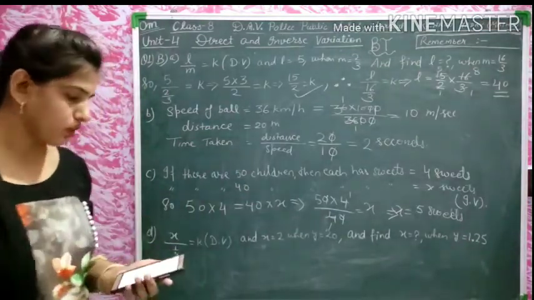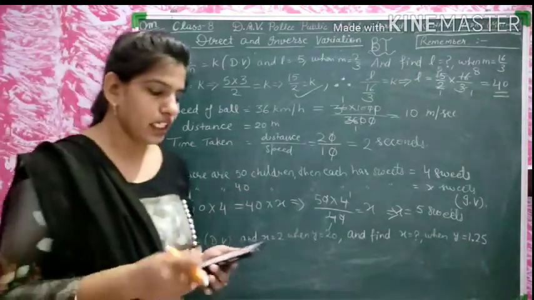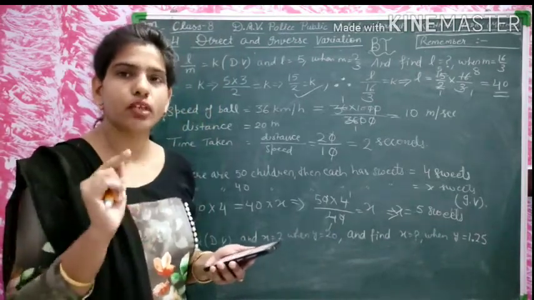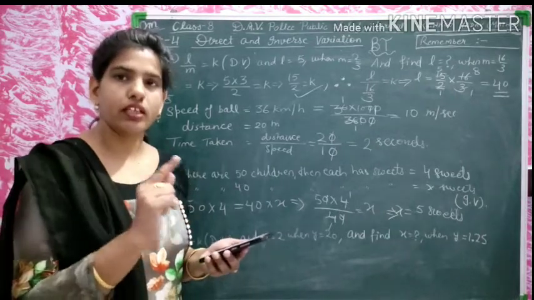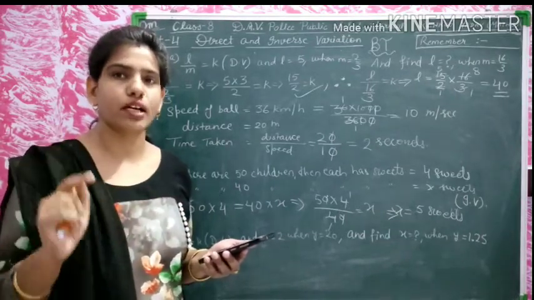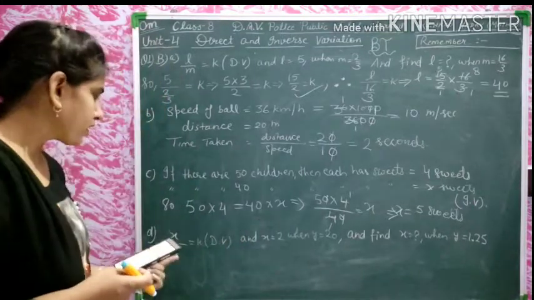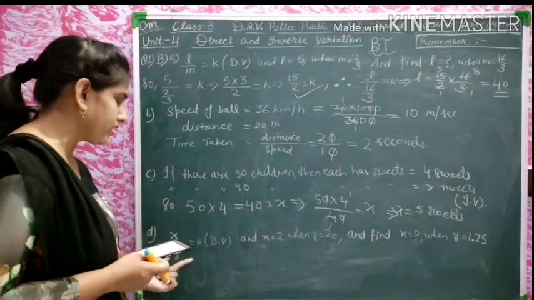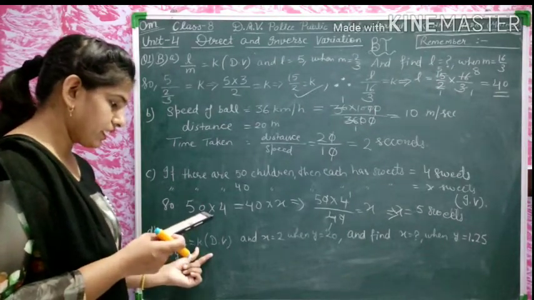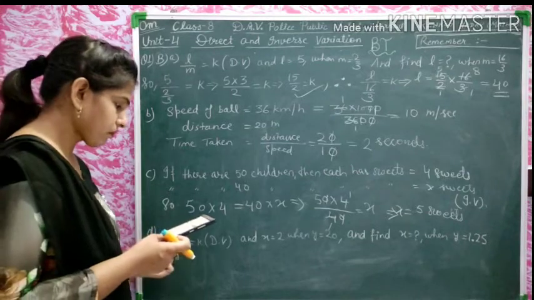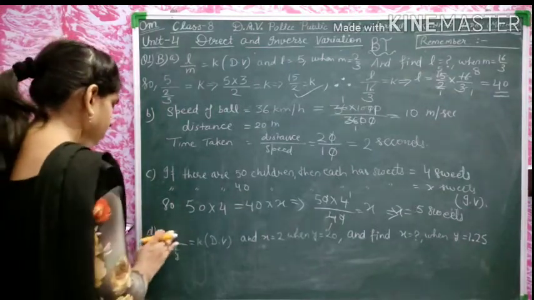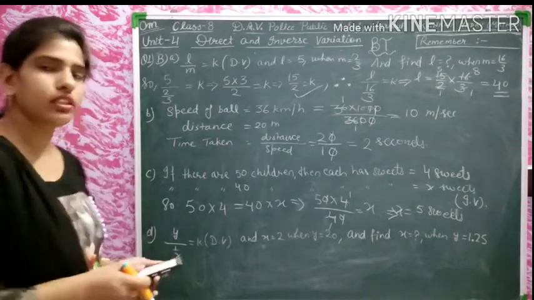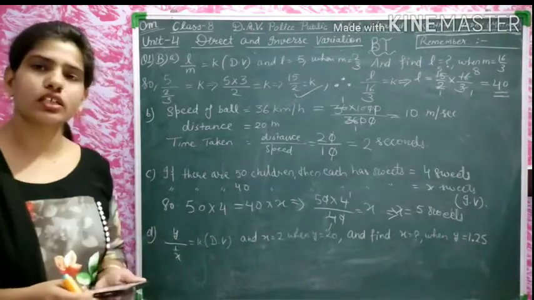Now we will go to part D. Part D: y is directly proportional to 1 upon x. There is 1 by x here. Y is directly proportional to 1 by x. It means, students, there is direct proportion, and the ratio of the two quantities is equal to a constant. Y is directly proportional to the value 1 upon x. It means this is equal to the constant.